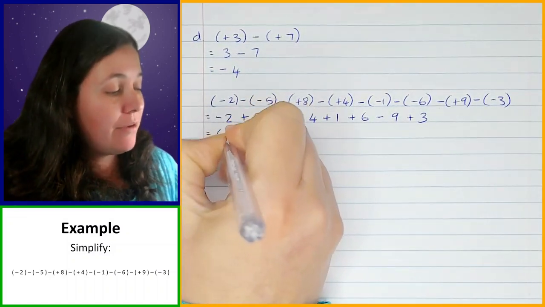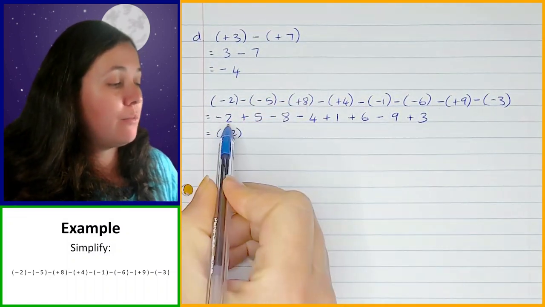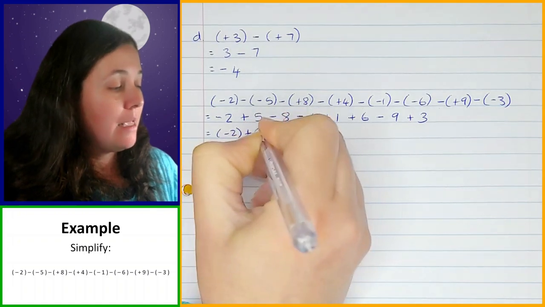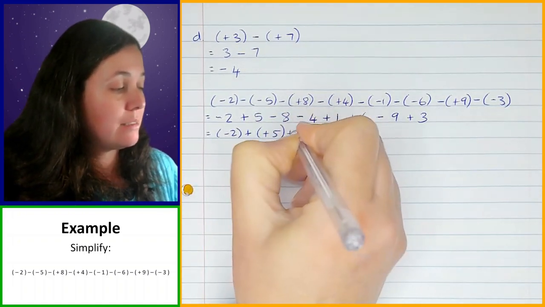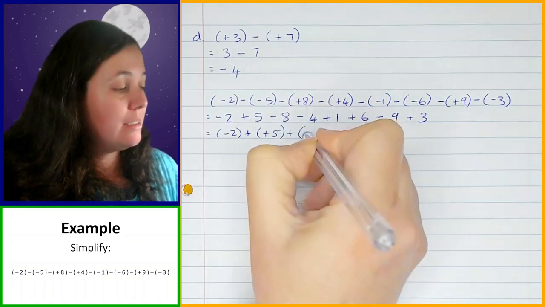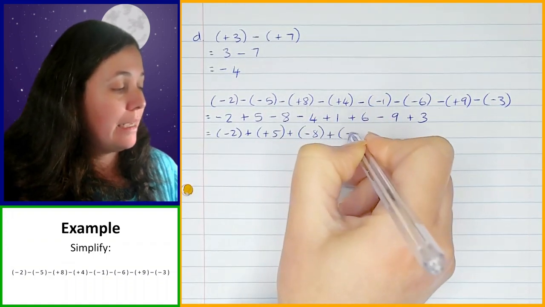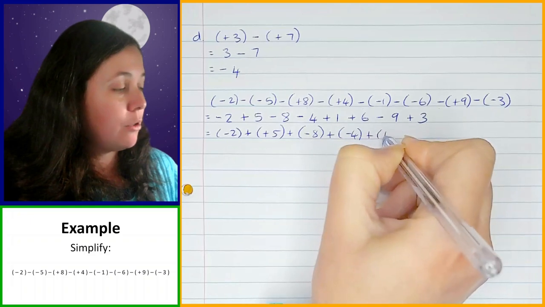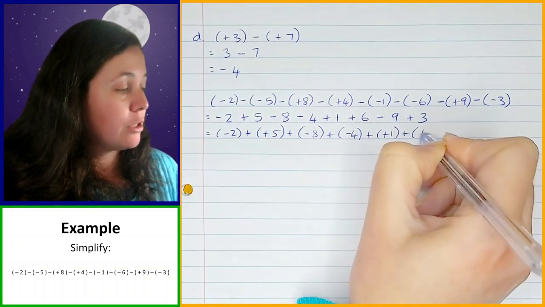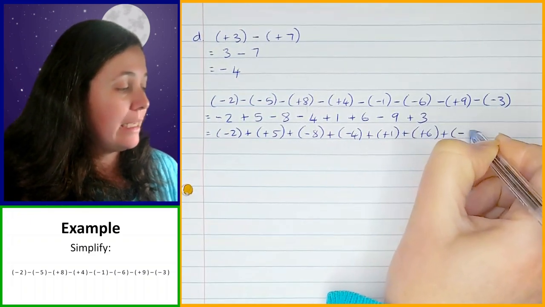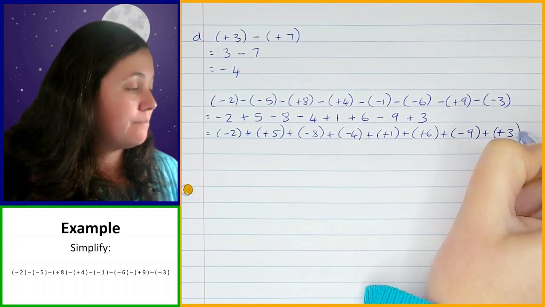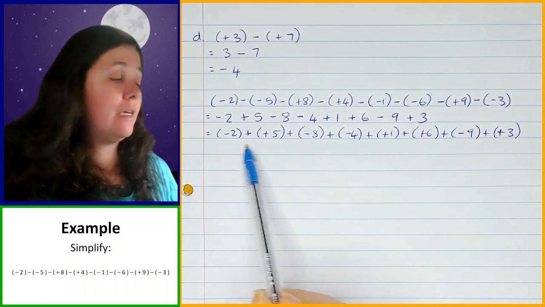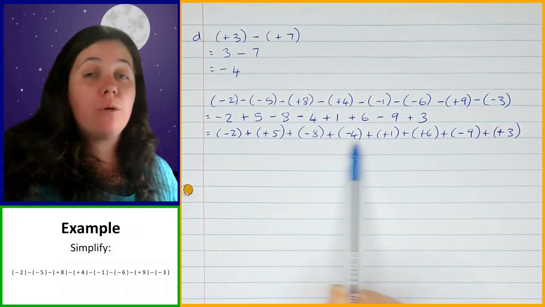So I'm going to have negative 2. So I'm putting that in brackets and then plus. And then positive 5. So I'm putting that in brackets and then plus. And then negative 8 plus negative 4 plus positive 1 plus positive 6 plus negative 9 plus positive 3. Okay, so what I've actually done here is I've kind of gone backwards.